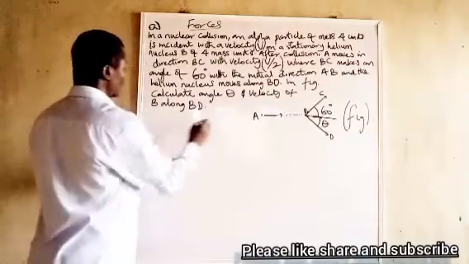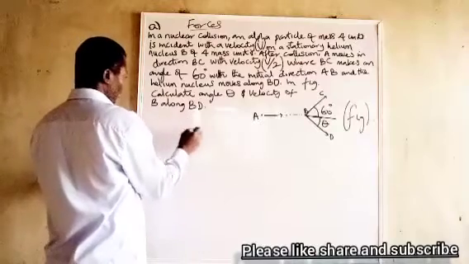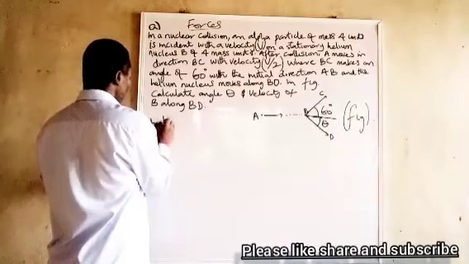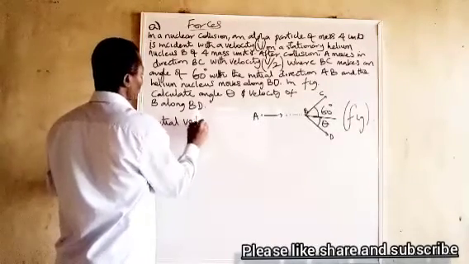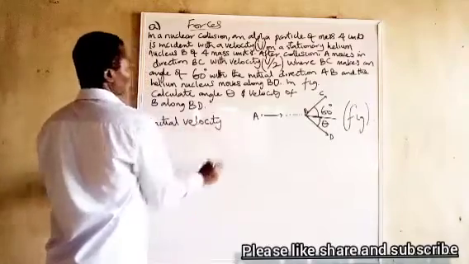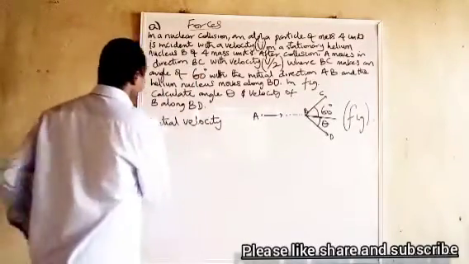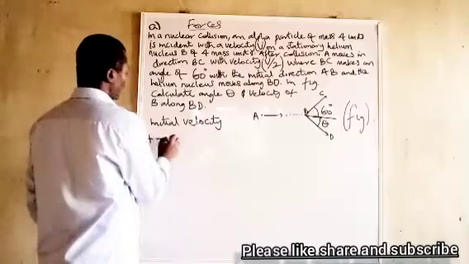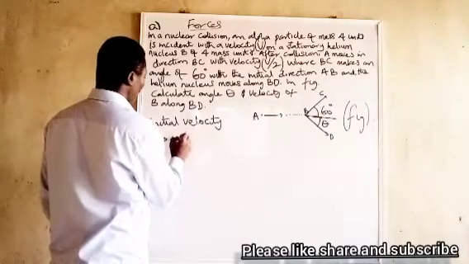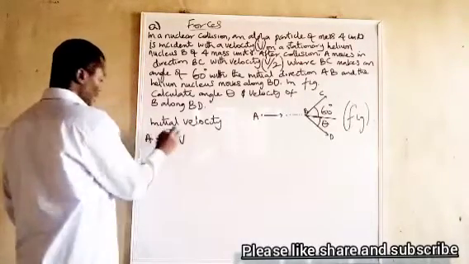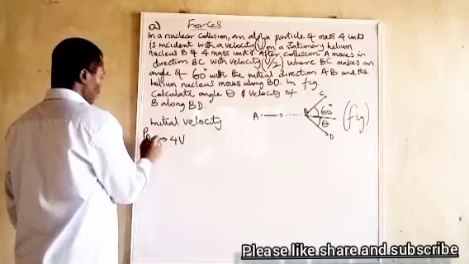We have initial velocity. Let's look at it in x and y direction. For A, it is 4v. That is, let's say P A 1.